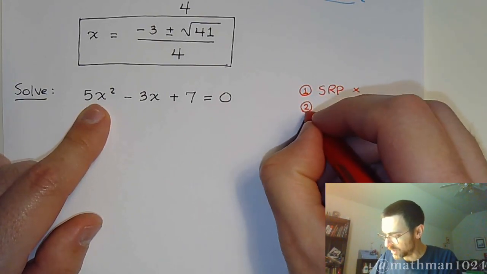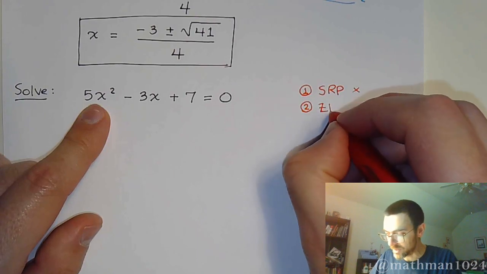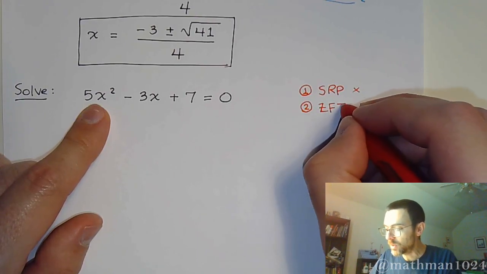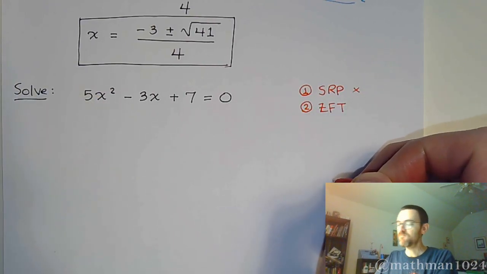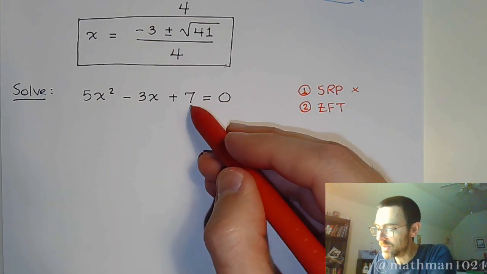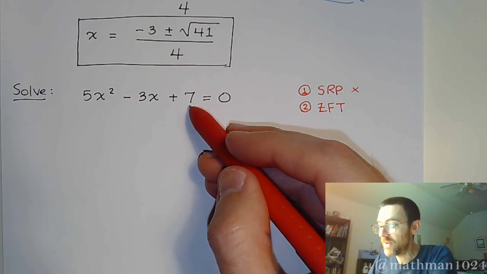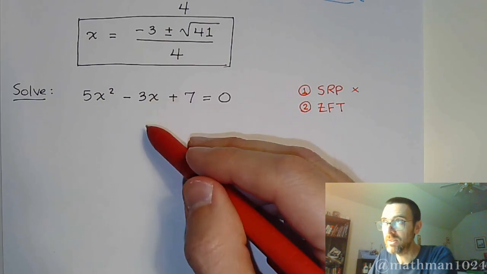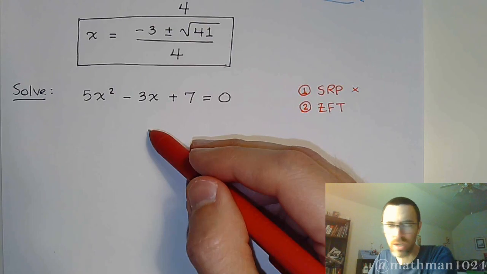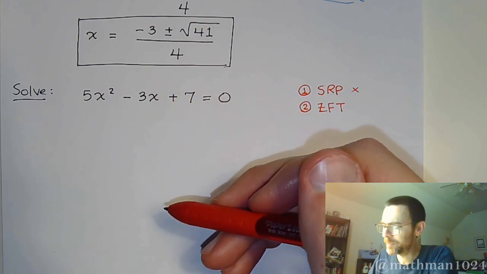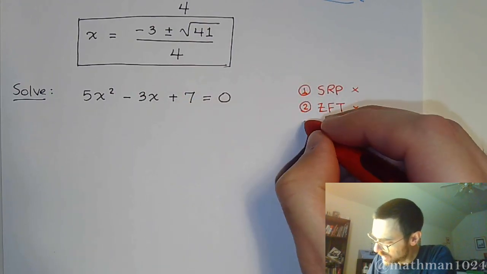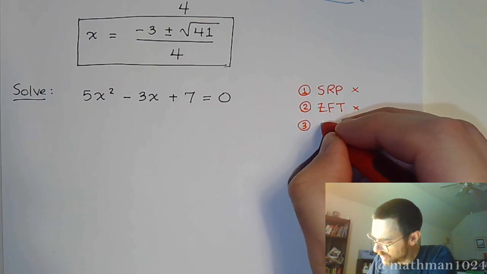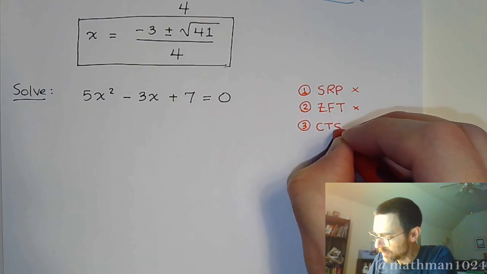The second thing I'm going to try to do, recognizing that this is a trinomial, is I'm going to try to factor. Let's see, 5 times 7 is 35. Are there factors of 35 that add to 3? No. We can't get as small as 3. So it doesn't work. Then we try to do completing the square.